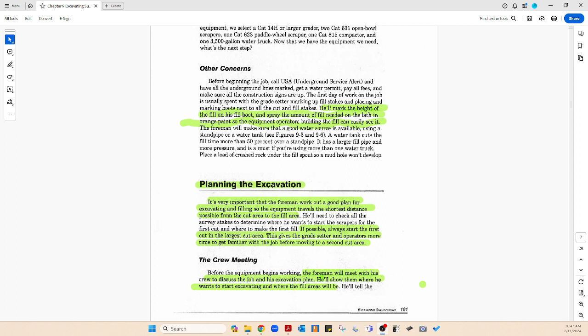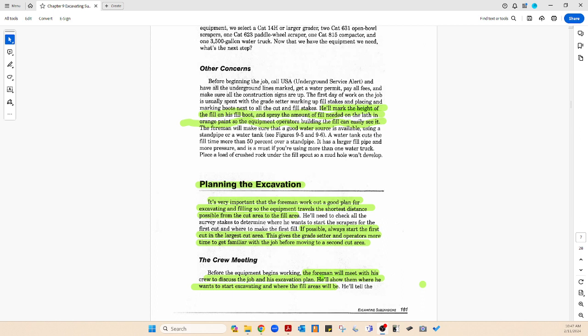So it has a hint, or not a hint, but a suggestion here in this first paragraph. I'm on page 161 if you're following it in the book, which probably is a good idea, because you can note what this is or what you mean here, and maybe we can find time to answer those questions. So, if possible, the book says to start the first cut in the largest cut area.